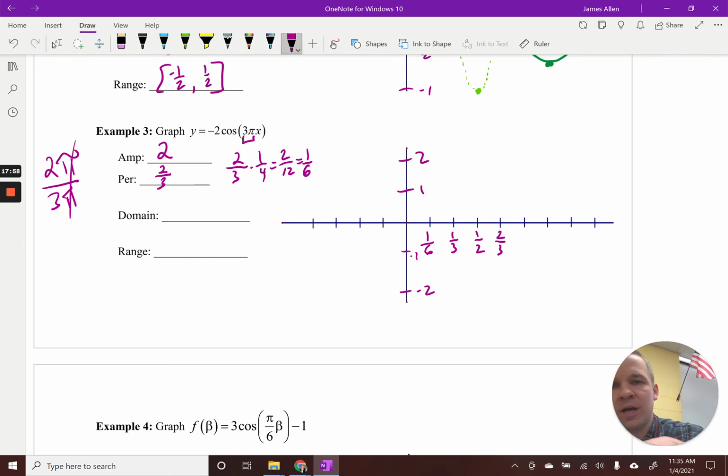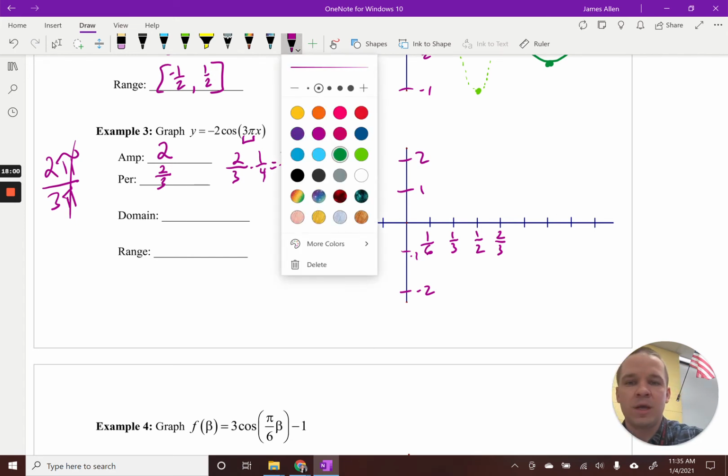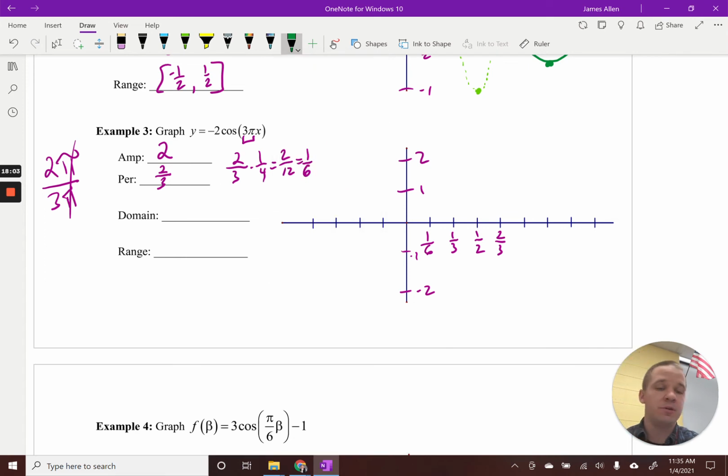Now with a cosine function, I would normally start up at +1. But because I have an amplitude of 2, I would be starting at 2, but I also have a reflection, so I'm going to be starting at -2. And now I can follow that pattern, that behavior of a cosine function. I'm going to come back to the midline at 1/6. Then I'm going to hop back up to my max, local max, and then back to the midline, and then boom, back down to 2/3.